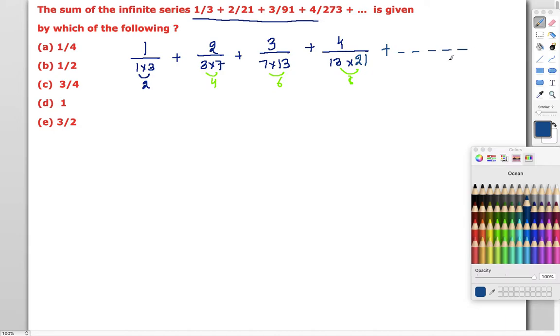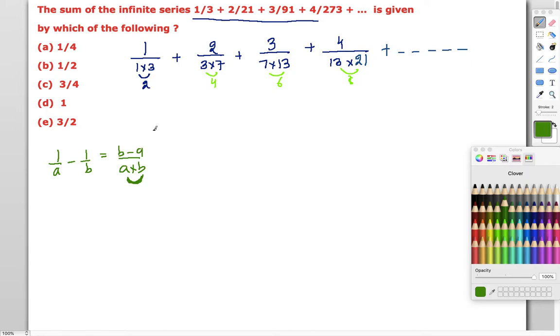Now, one of the ways is using partial fractions, identifying its nth term. But usually in such types of questions, if you observe the pattern, the difference in the numerator, like if I say 1 by a minus 1 by b, it is always equal to b minus a upon a into b. So if the difference between these two terms a and b is in the numerator, then this question can be solved very easily.